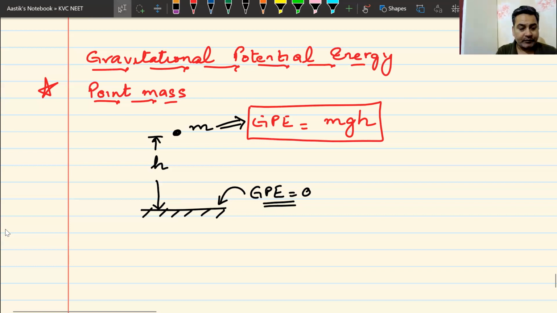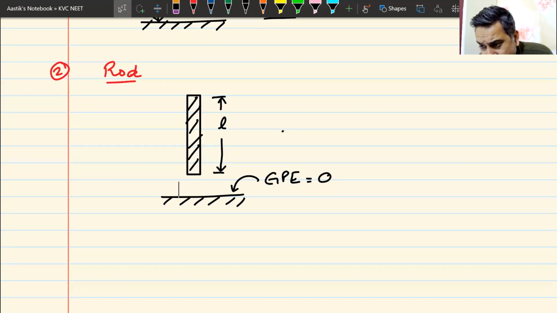Okay. I hope you have noted it down. The next thing is a rod. I have a rod. It's not a point, it's a body. The length of the rod is L, and this rod is hanging somewhere. Now, these are the type of question that might come.